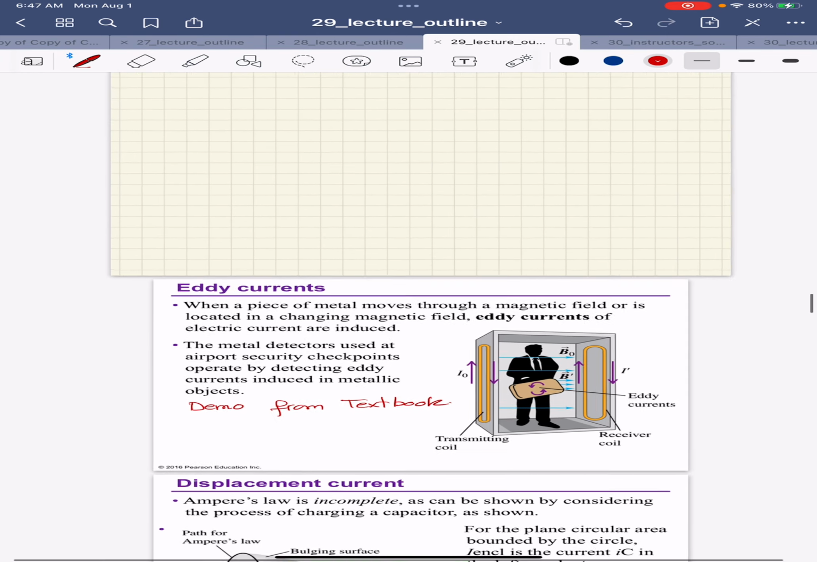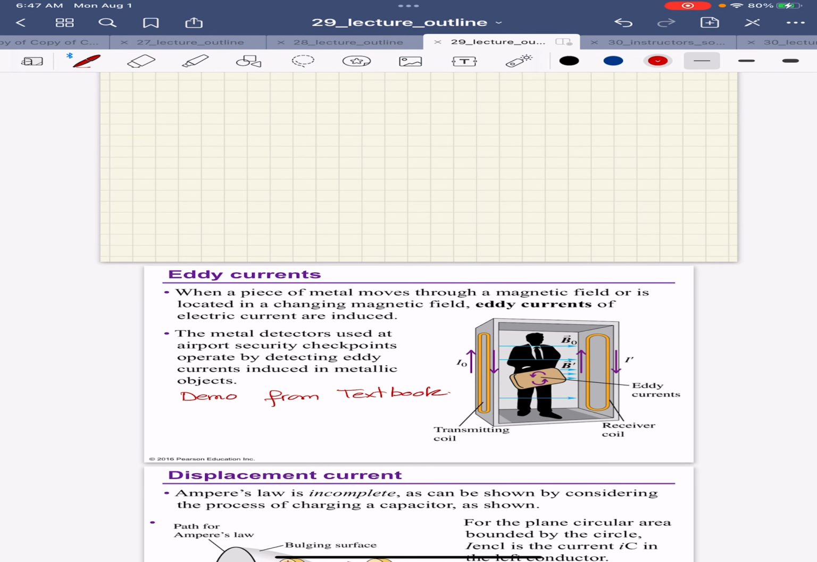Now, eddy currents arise when a piece of metal moves through a magnetic field or is located in a changing magnetic field. Electric currents are induced, and we call these eddy currents. Metal detectors used at airport checkpoints operate by detecting the eddy currents induced in metallic objects. I want to show you a demo here from the textbook.